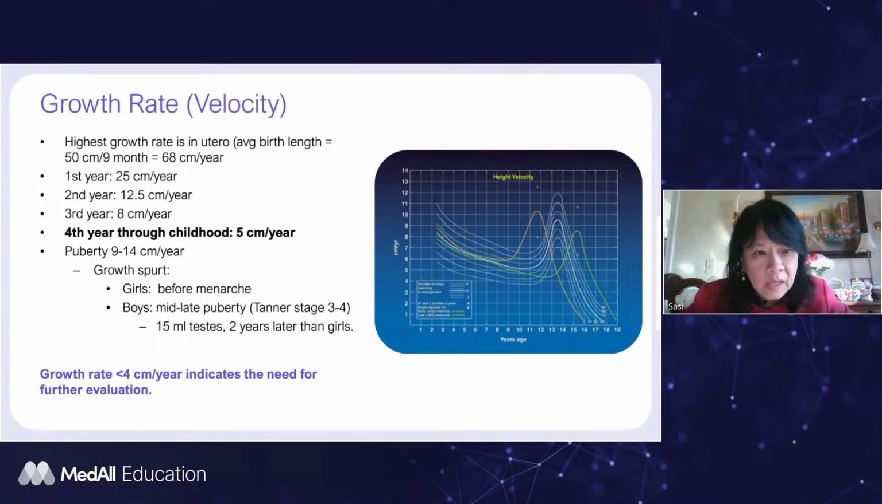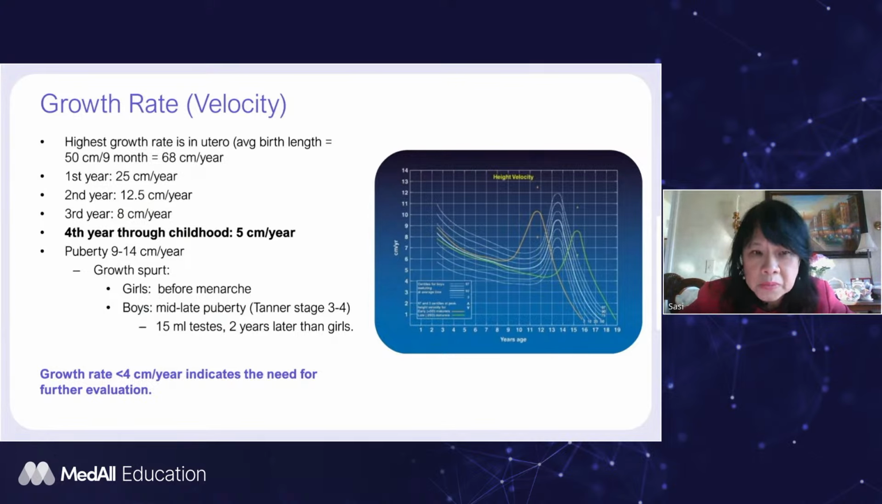Throughout childhood, from the 4th birthday to the pre-adolescent years, the growth rate is about 5 centimeters per year, or we say 2 inches a year. If we see a child with a growth rate less than 4 centimeters per year, that indicates the need for further evaluation. And once kids get into puberty, they will have a growth spurt.